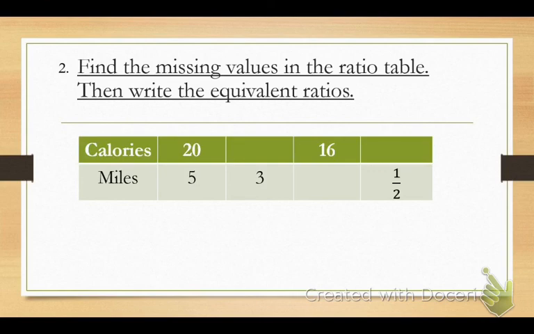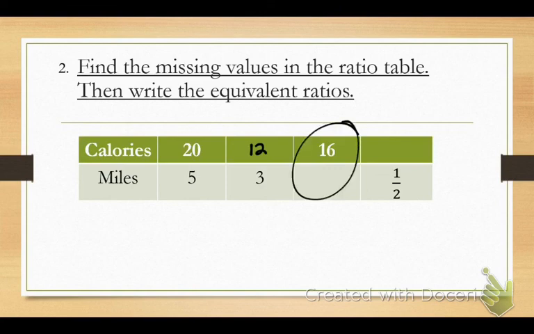If you look up here, the calories are 20, the miles are 5. Does anyone know the missing link? 4. How'd you get that? Because you divided. 20 divided by 5 is 4. Now, remember, the missing link is the same all the way across the board. 4 for everything. So if I were to focus on this, 3 miles, how many calories would that be, guys? 12. How'd you get that? Because you multiplied by the imaginary missing link we have in our head. So go ahead and put a 12.